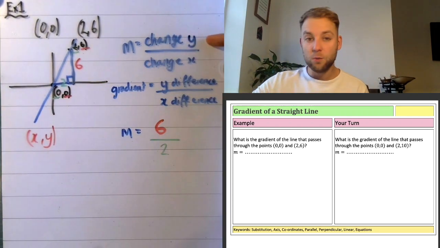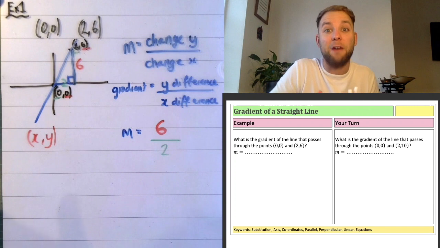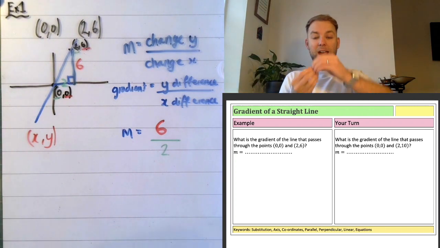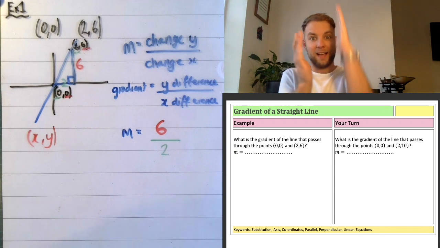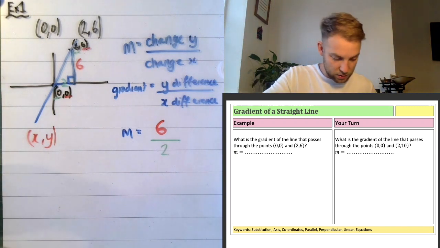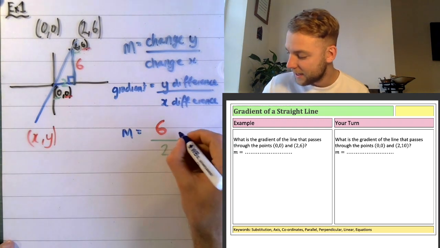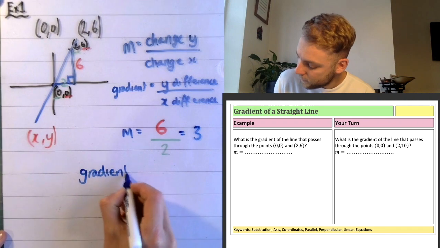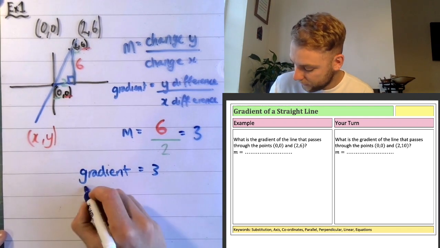And it's the change in y over the change in x. That's how we find out how steep it is. So gradient is a measure of steepness. So if the y is much bigger than the x, it's going to be a lot steeper, isn't it? That's the way it works. Okay, so 6 divided by 2 is equal to 3. So this gradient here is equal to 3.